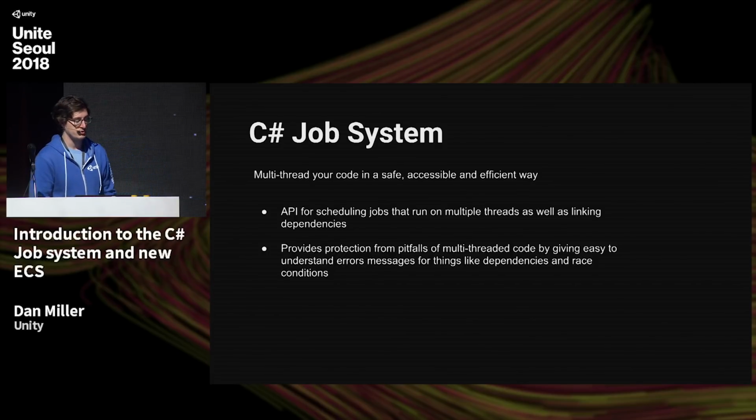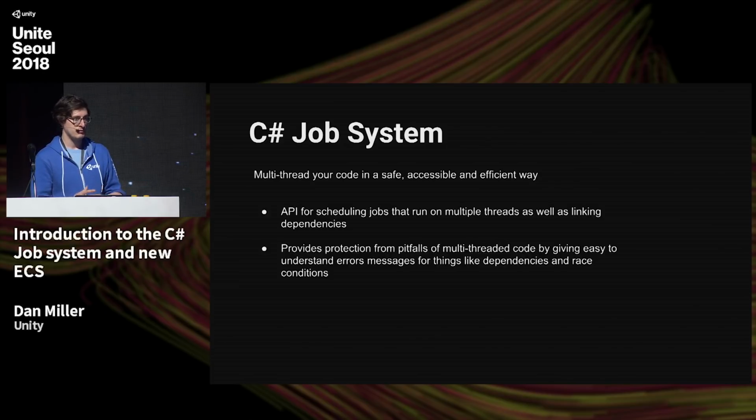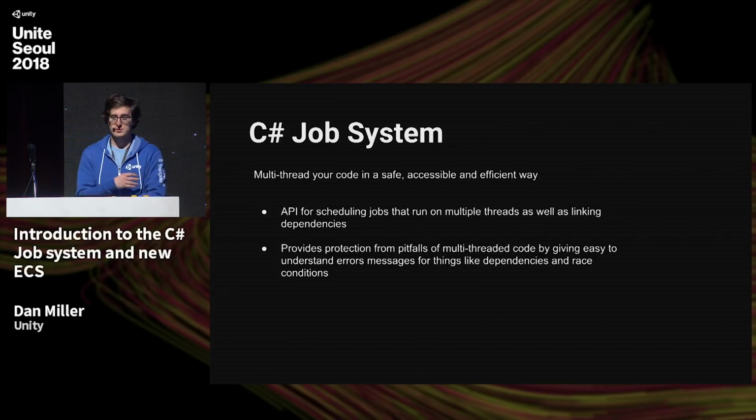So what is the C# job system? At its core, the job system is a way to write multi-threaded code in a very safe environment. This means that when running into issues like race conditions or dependency issues that you normally have when you're multi-threading code, we're able to handle that for you, give you nice error messages and things like that. So it is an API for specifically scheduling jobs.